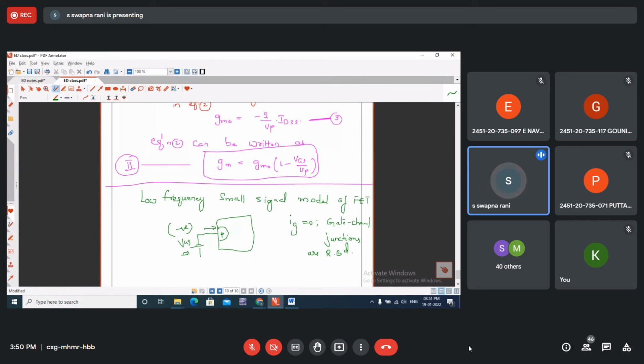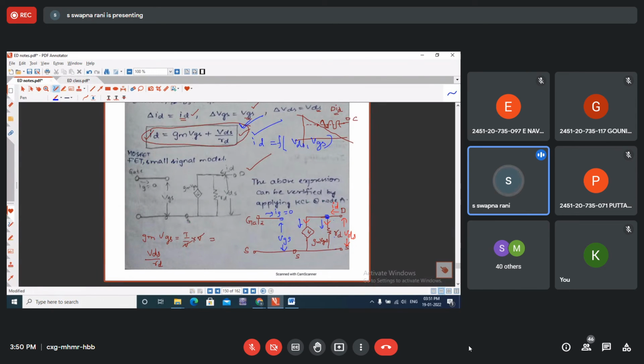So that is why no connection exists between gate and source. We will just indicate the gate terminal and represent VGS. The amount of negative voltage applied between gate and source is denoted with VGS, but gate current is almost 0. So this is the small signal model of FET, and this will be used when we analyze FET amplifiers.